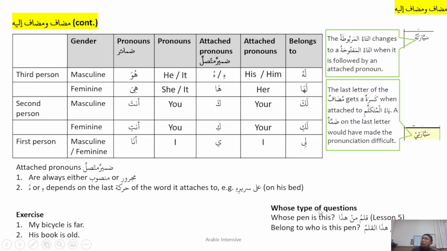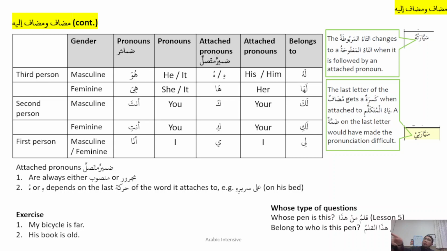One thing that I didn't go through in the last lesson is actually the whose type of questions. So later on, when you have time, if you go into the Madinah Arabic book reader, lesson number 5 and lesson number 6, there are questions that look similar to that, like whose something is this. So an example is whose pen is this. So the way that you will construct that question is actually still a mudaf ilayh construct.